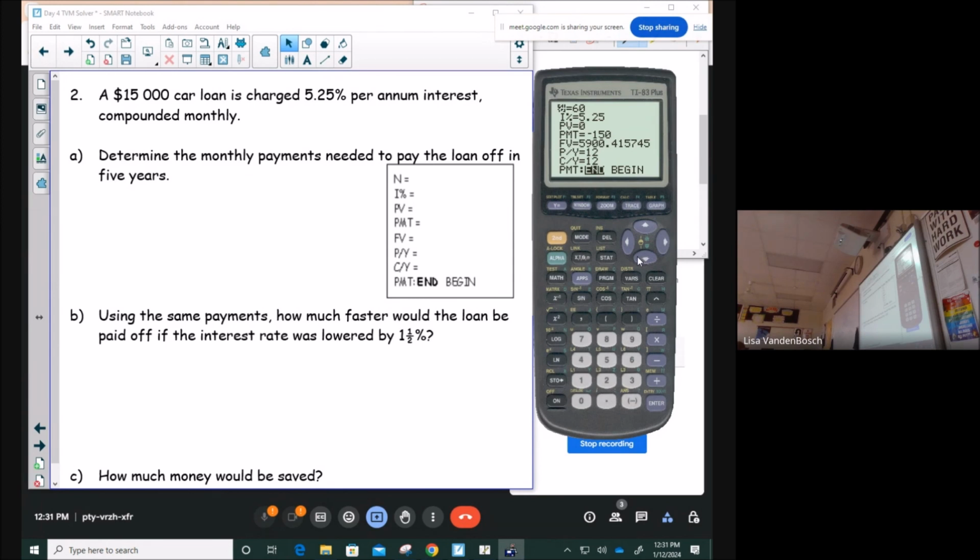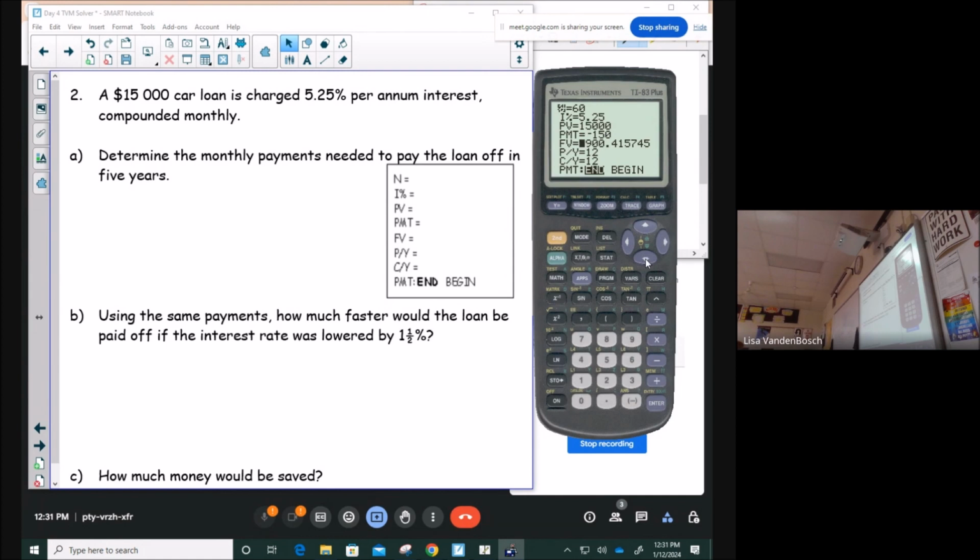Present value. 15,000. That is what you are borrowing from the bank. So it's 15,000. PMT. Well, you can put a 0. We're going to solve for that. We're going to come back and solve for it in a second.